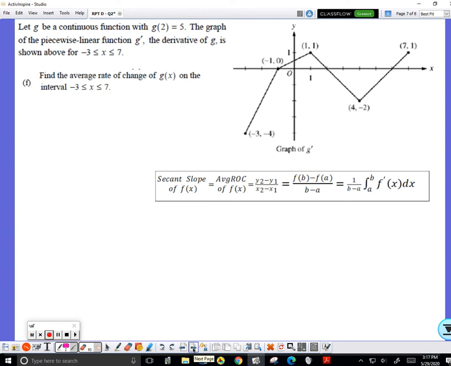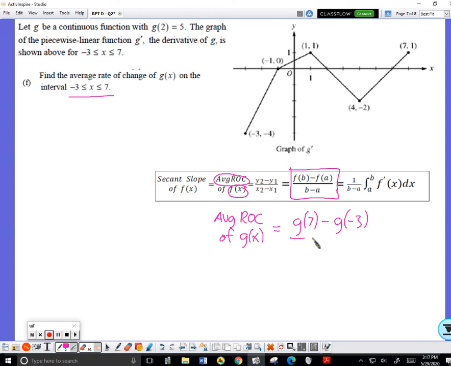Find the average rate of change of g. Here we go. So the average rate of change of g, on the interval negative 3 to 7, is going to equal g of 7, subtract g of negative 3, all divided by 7 minus negative 3. I'm just following this formula.